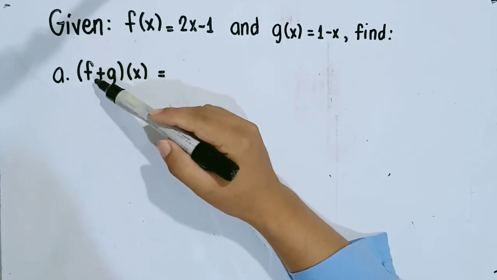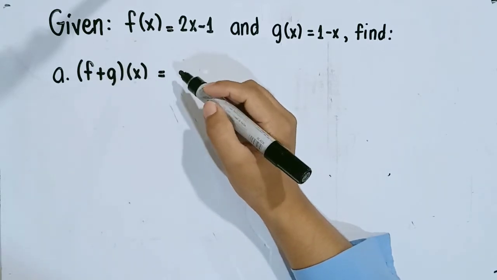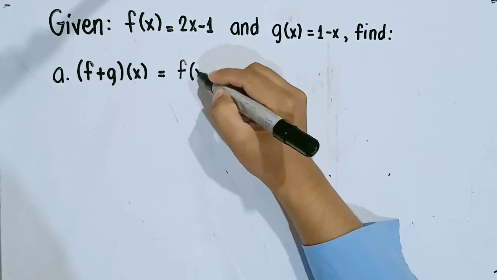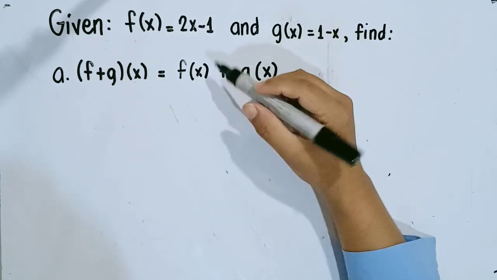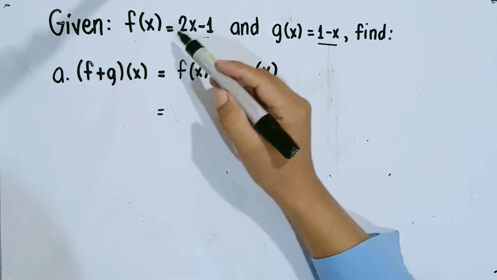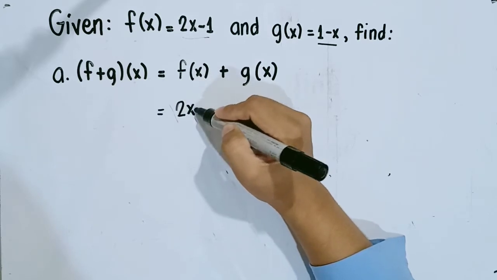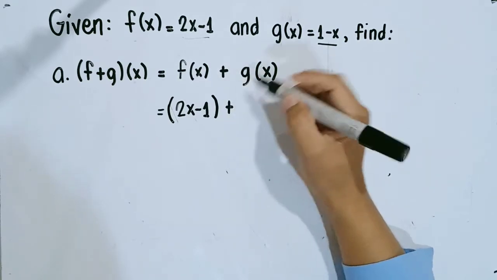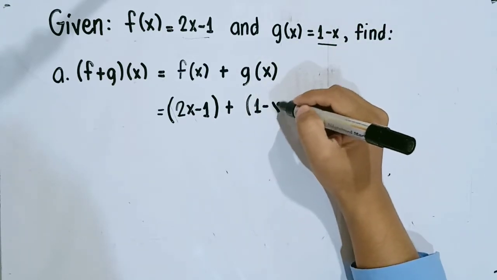So in our first example, we see here the plus sign. So it indicates that we have to perform the operation, which is addition. So f plus g of x is the same as f of x plus g of x. From this point, we have to substitute the given 2x minus 1 and 1 minus x. Since the value of f of x is 2x minus 1, we will put it here, 2x minus 1. Then put it in a parenthesis, then copy the plus sign. Next is g of x, which is 1 minus x. So we have 1 minus x.